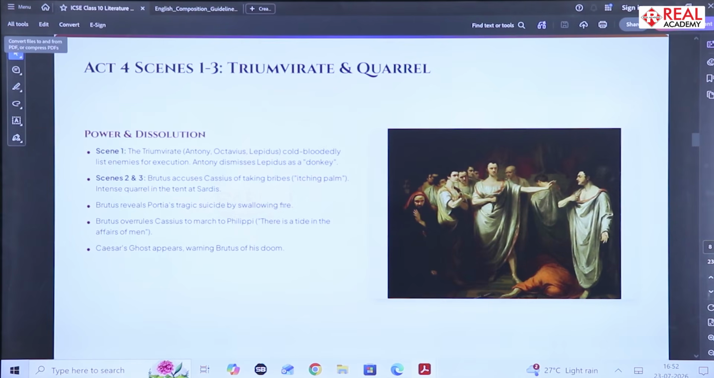The ghost symbolizes guilt, destiny, and certainty that justice will be served. Brutus remained calm despite the frightening vision. After the ghost disappears, he wakes his servants, but none of them saw the apparition. The scene ends with Brutus preparing for the march to Philippi, where the final battle will take place.